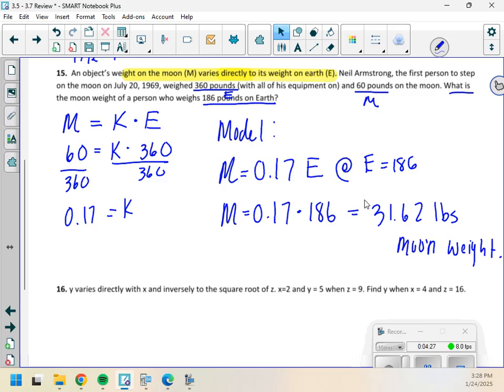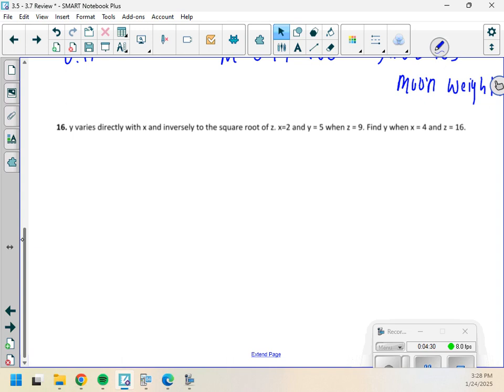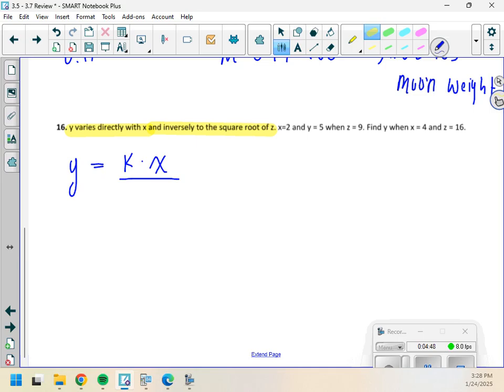Okay. And then finally, the last question. This is a combined variation. It says y varies directly with x and inversely to the square root of z. So we got to put that together as an equation. Y varies directly with x, kx, but inversely divide the square root of z. This is your formula to start with. Then they tell us, well, x equals 2, y equals 5 when z equals 9. So y equals 5 when x equals 2 and z equals 9.